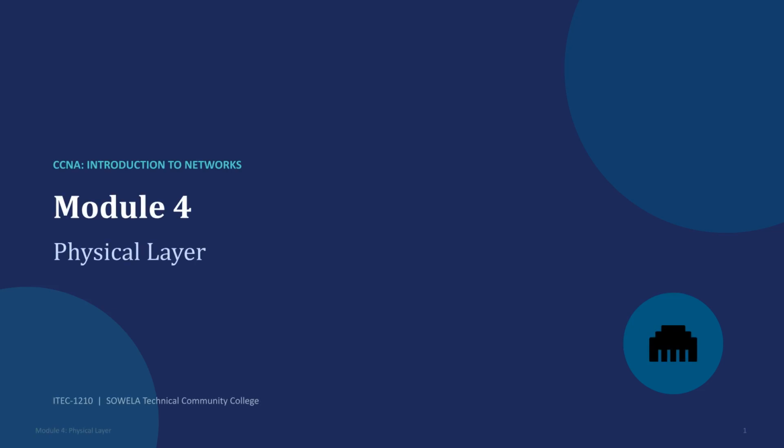Welcome to Module 4, Physical Layer. After 2 modules on protocols and models, this is where we get concrete again. Actual cables, connectors, and signals. Frame it as, everything we discussed as abstract layers now becomes physical hardware you can hold in your hand.